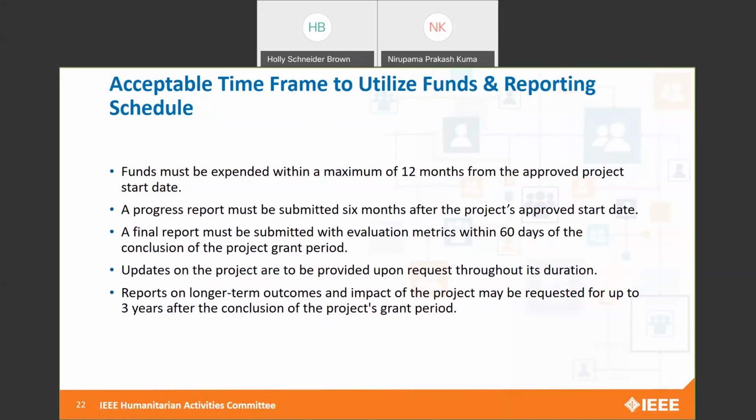Projects which are longer term will be considered up to 3 years. We are trying not to fund projects for more than 3 years. If you need money for more than 3 years, we understand projects may be longer. We encourage you to show the success that you've gotten with the IEEE funding and go for other kinds of external funding. Next slide, please.